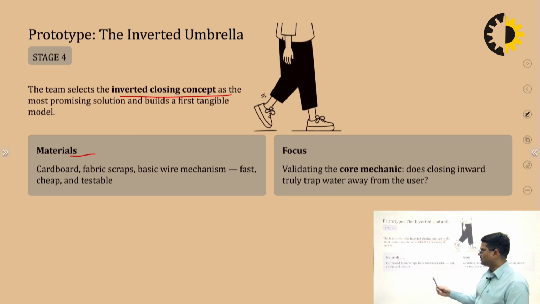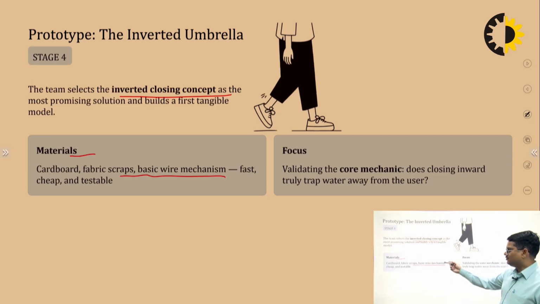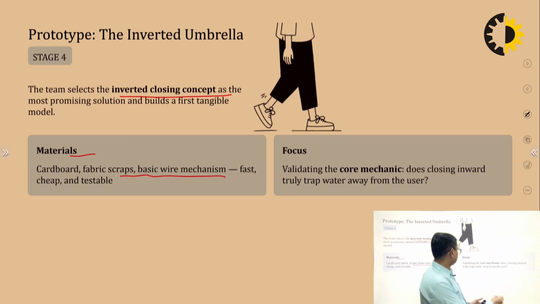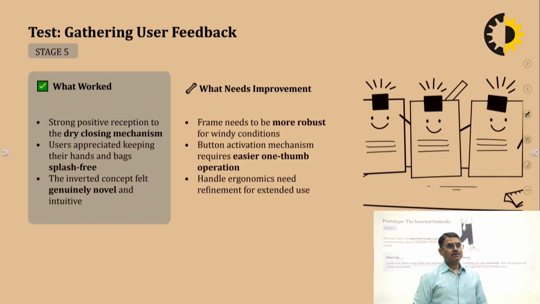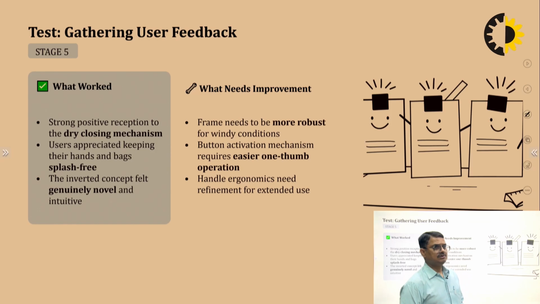So we are using materials like cardboard, fabric scraps, basic wire mechanism, and these kinds of things. Because our focus is not to sell that prototype to the final users. Our focus was to validate the core mechanics. Does the inverted closing truly trap water away from the user or not? So that was our focus. That is always the focus of any entrepreneur. The next thing is stage number 5.